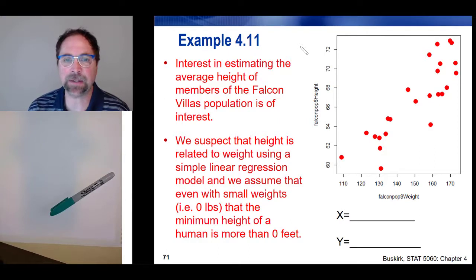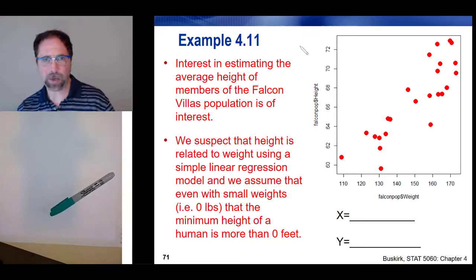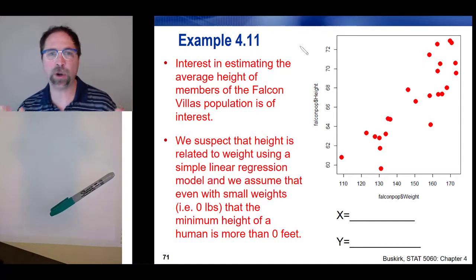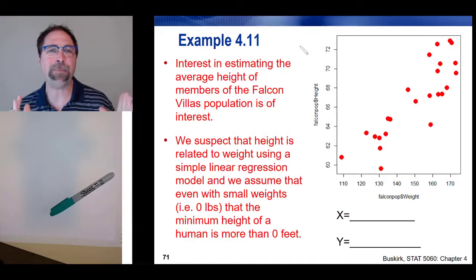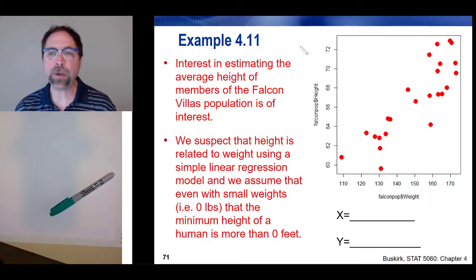We suspect that height is related to weight. Using a simple linear regression model, we assume that even with small weights, you would still have a minimum height. So imagine, if you're a baby and you weigh in the ounces or a small number of pounds, you are still 20 inches long or 15 inches long or whatever it is. There's not anyone in the population that has a 0 weight.